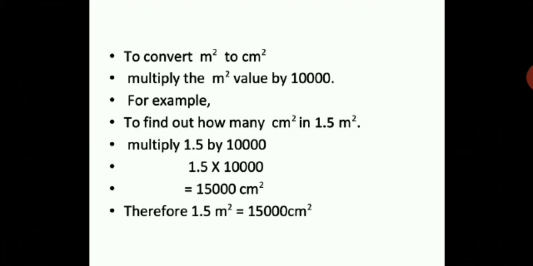So when you are multiplying by 10,000, you will convert meter square to centimeter square. 1.5 into 10,000 will give you 15,000 centimeter square. You multiply and you shift the decimal places towards the right, so that will become 15,000 centimeter square. Therefore 1.5 meter square is equal to 15,000 centimeter square. You just have to take down this example. What we have learned are the factors to be used in the conversion of meter square to centimeter square or centimeter square to meter square. You just have to stick to those values.